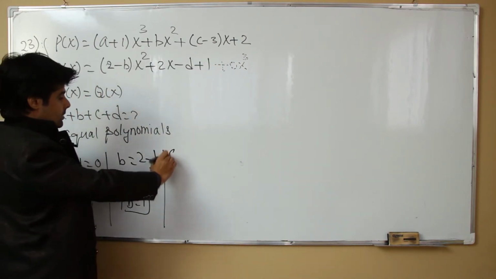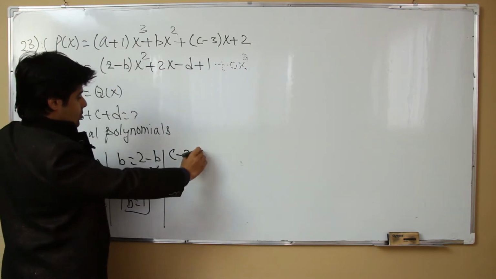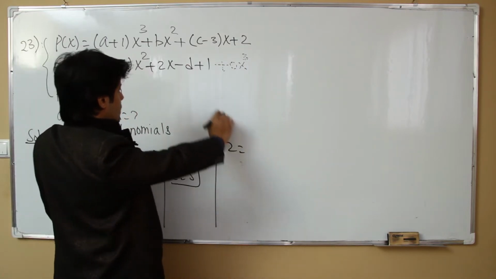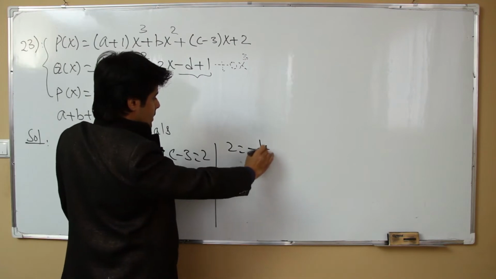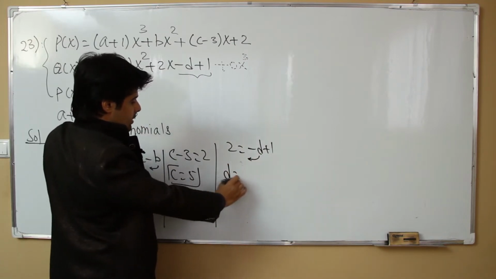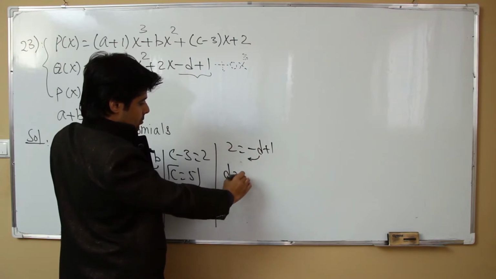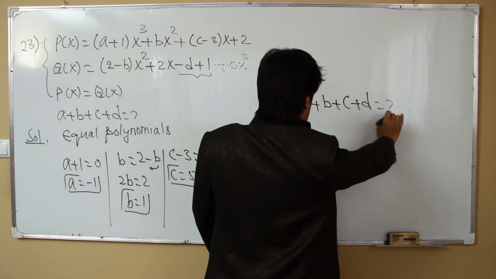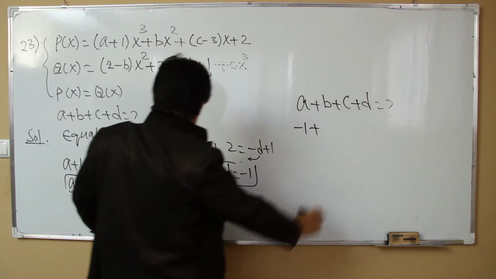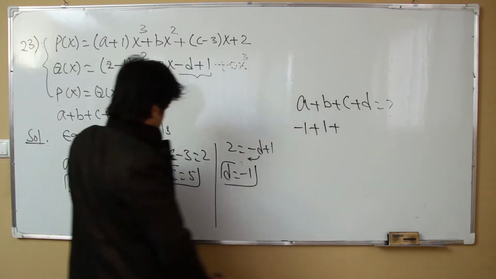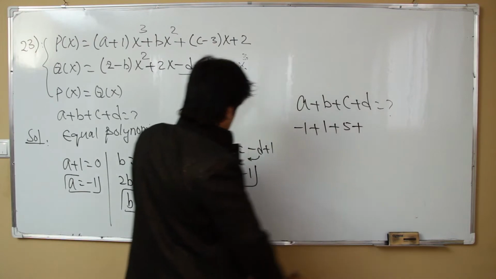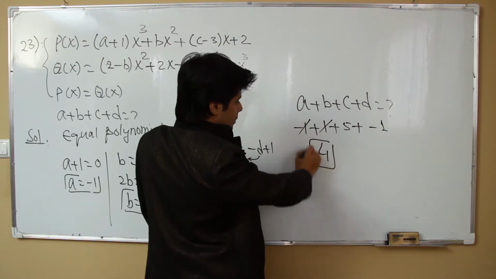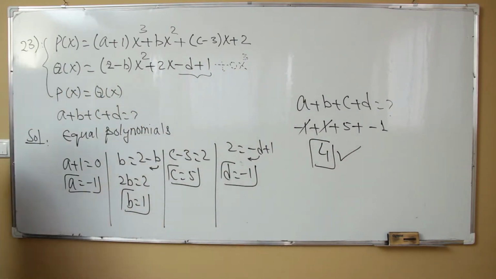Coefficient of x, it is c minus 3. Coefficient of x is 2, so c is 5. Constant number, it is 2. Constant number in here, minus d plus 1. Put minus d to the left side, it's d. 2 there, minus 2, 1 minus 2, minus 1. Now what the question is, a plus b plus c plus d. What is a? Minus 1. Plus what's b? 1. Plus what's c? 5. Plus what's d? Minus 1. You can cancel this one. 5 minus 1, it is 4. Write it.